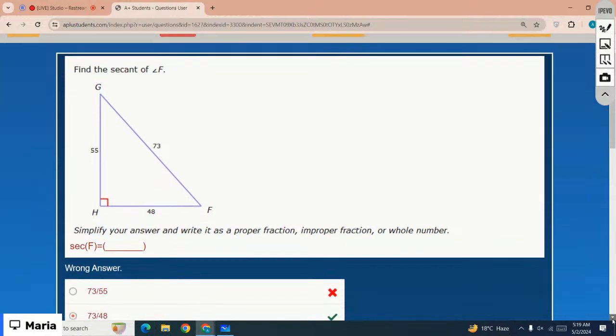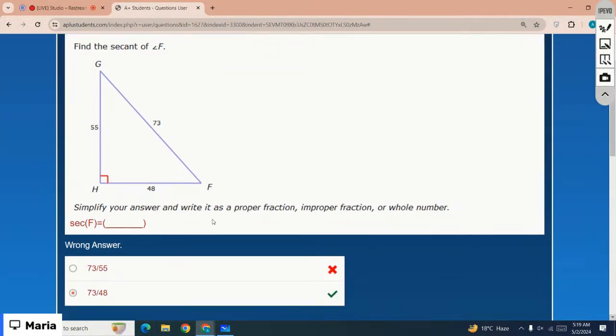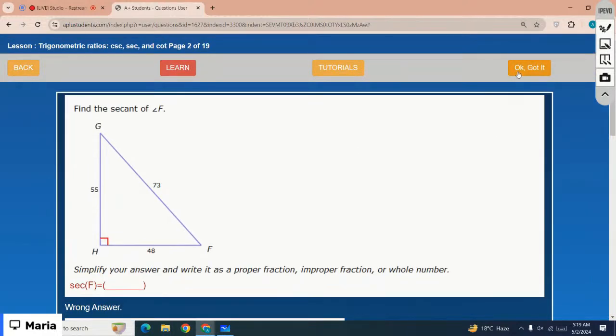Hold on. 73. Yes, that would be hypotenuse divided by adjacent. So that is 73 over 48 is the correct option, right? Okay, got it.